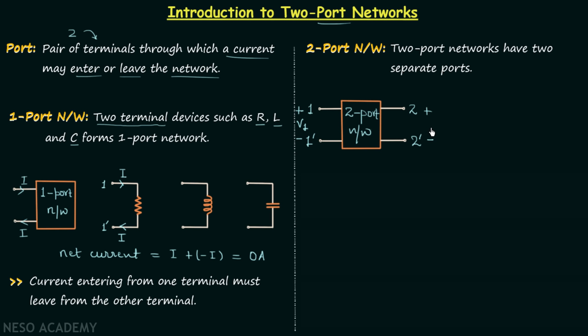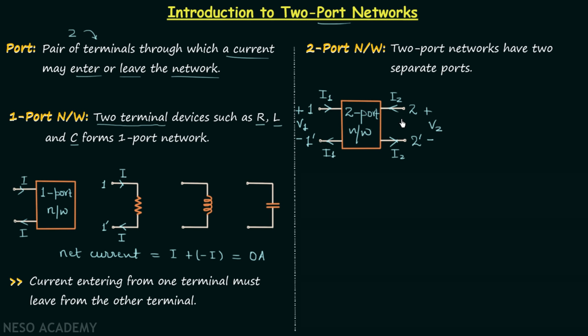And the current entering the two-port network from this terminal is equal to I1. And we know when the current I1 enters the network, the same current must leave the network from the second terminal. And let's say current I2 is the current entering the network from this terminal, and therefore the same current must leave the network from this terminal. And we will assume port 1 to be our input port and port 2 to be our output port.